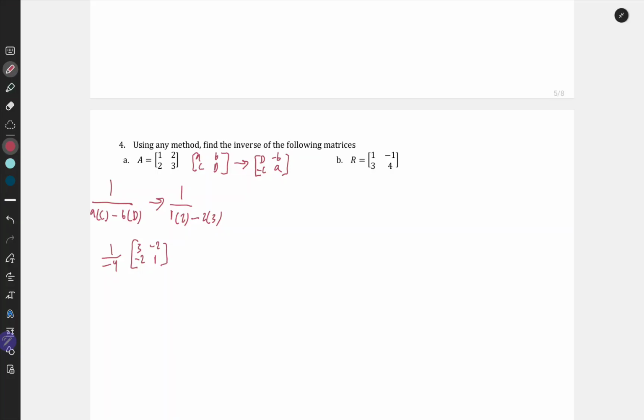Alright, now all we need to do is multiply this to this, so let's get it. We have 3 over negative 4. We have negative 1 over, we have positive 1 over 2. We have another positive 1 over 2, and then we have a 1 over 4 negative. This is our thing.